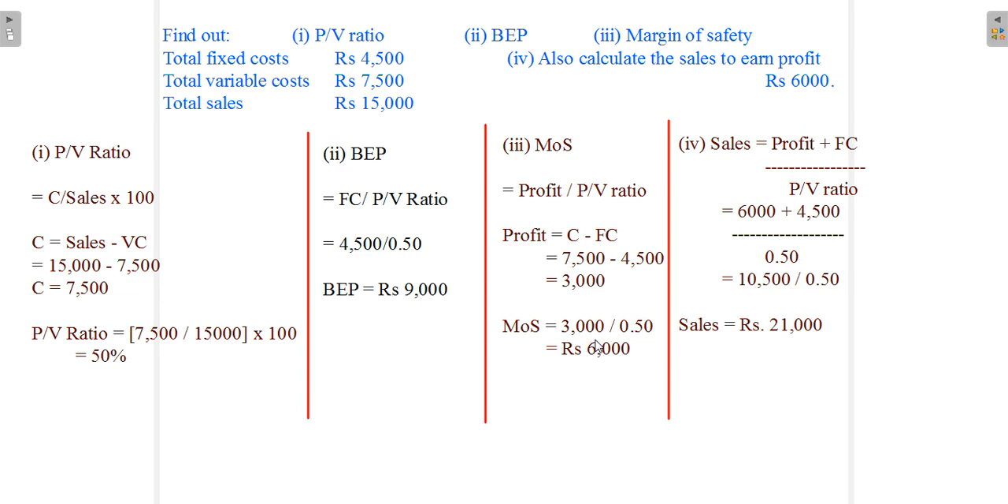So margin of safety is profit divided by the PV ratio again, which was found in the earlier part. So 3,000 divided by 0.5 is 6,000. So what will be the sales if the profit is 6,000? So we substitute in the required sales formula. Profit 6,000 plus fixed cost 4,500 divided by PV ratio, 21,500. Sorry, 21,000.